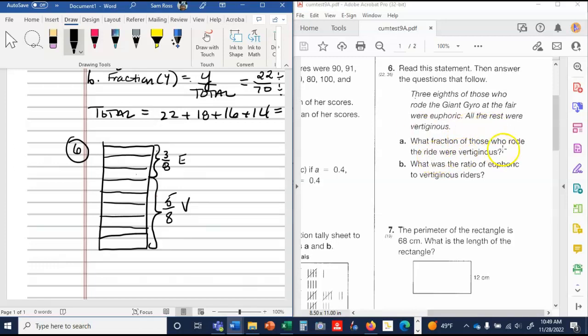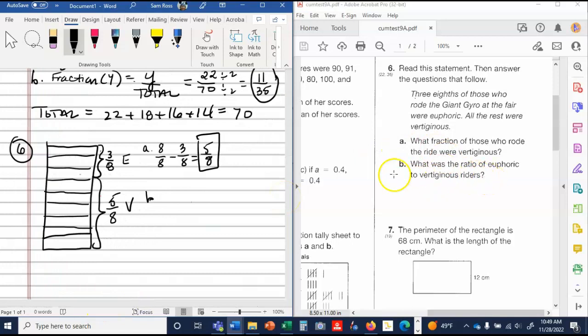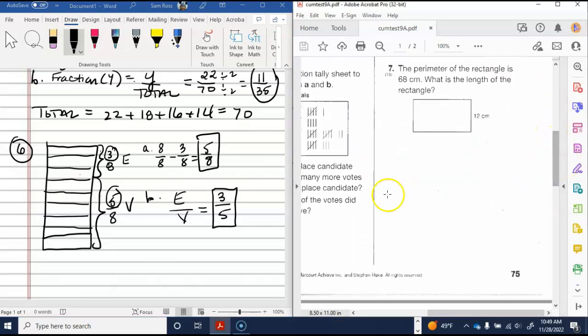Okay. What fraction of those who rode the ride were vertiginous? Well, in drawing this, I figured that out. So A, I took the total, which is 8 out of 8, minus 3 over 8, gives me 5 over 8, which is the fraction of those who are vertiginous. That's A. B, ask for the ratio of euphoric to vertiginous. And what I'm going to do is take this top number, so it's going to be 3 to 5. Okay? I anticipate that being a most missed as well, unfortunately.